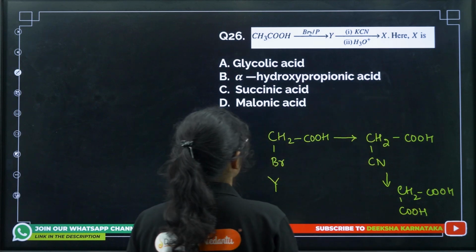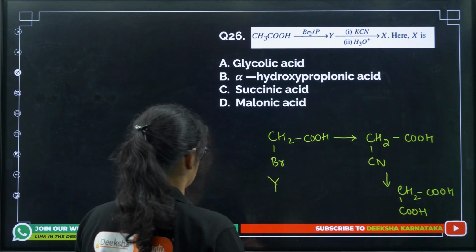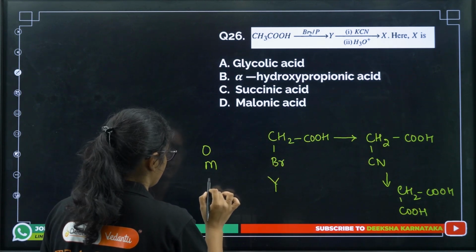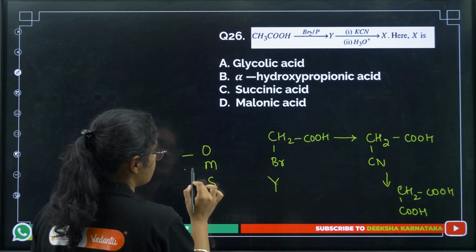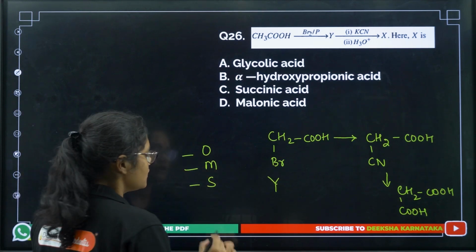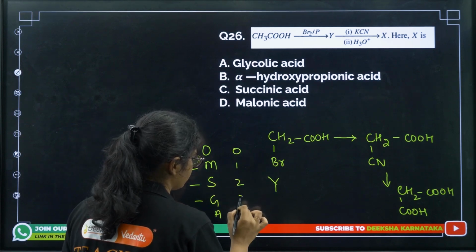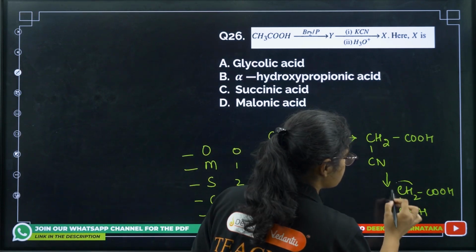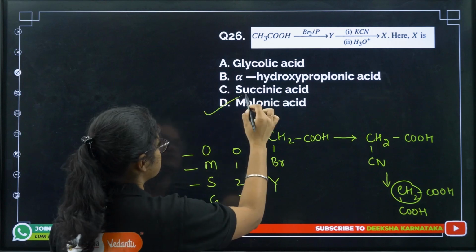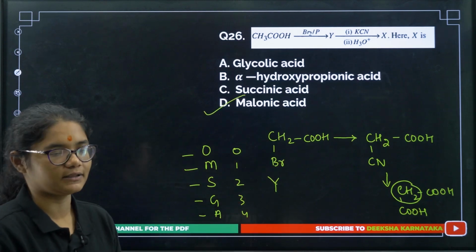Okay, so this one will be called, if you remember, we have written OMS, right? Oxalic acid, malonic acid, succinic acid, glutaric acid, adipic acid, right? Here there is 0, 1, 2, 3 and 4. So here there is only one CH2 group, so that is your malonic acid. Correct answer is option number D here.